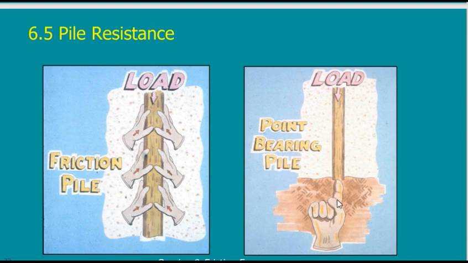Nothing. Because the hand will not grab the pile down. But here, these hands will grab the pile down because they still have friction. But here, the end bearing will be zero. So this is the main difference between end bearing and friction.